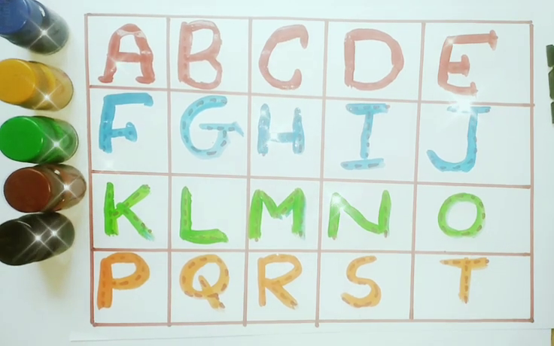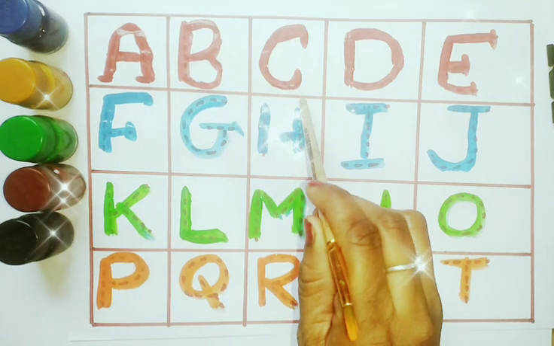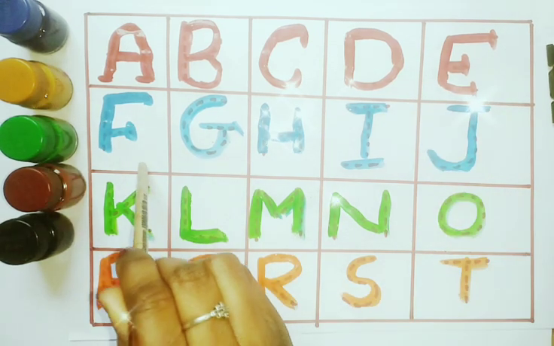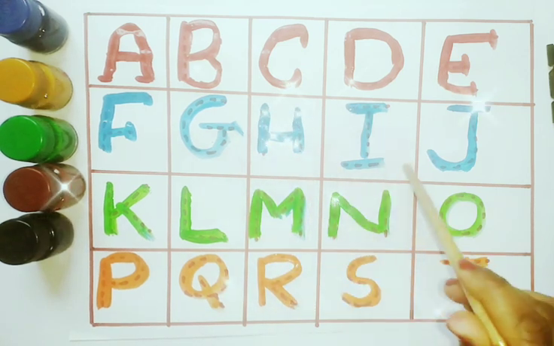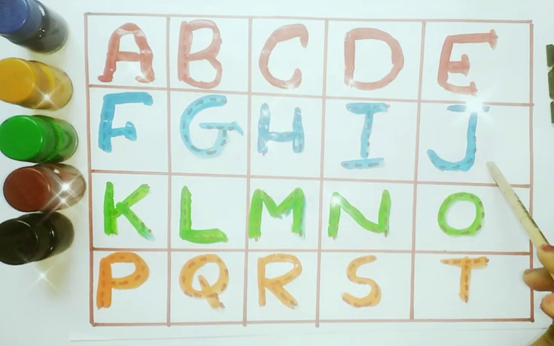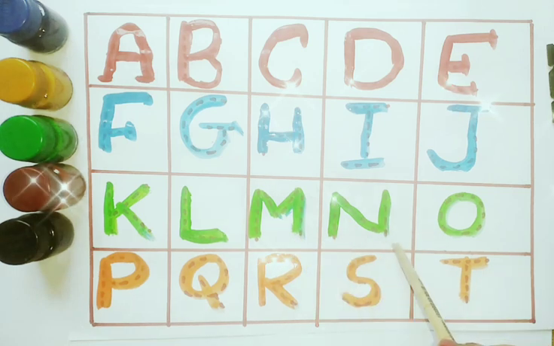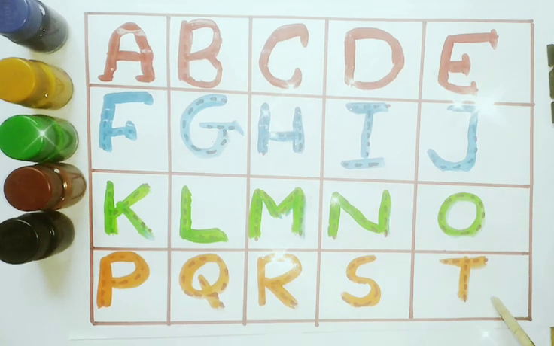तो चलिए बच्चों, फिर से रिवाइज कर लेते हैं। A for apple, B for ball, C for cat, D for dog, E for elephant, F for fairy, G for goat, H for hippo, I for ice cream, J for jelly, K for kangaroo, L for lion, M for mango, N for nest, O for orange, P for parrot, Q for queen, R for rabbit, S for sheep, T for tiger.